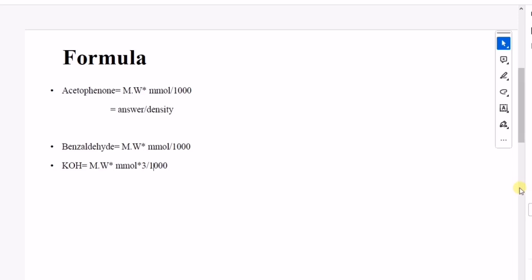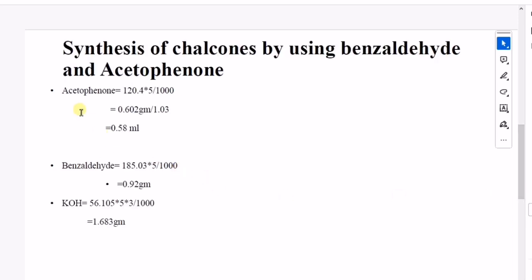Now I show the calculation of chalcone. Acetophenone: I am using its molecular weight, and divided by 1000. As I am running my reaction for 5 millimole, I multiply it with 5, and the answer is in the form of grams. I simply divide it with the density, and the calculated answer is in the form of ml. So for my reaction I use acetophenone of about 0.58 ml.